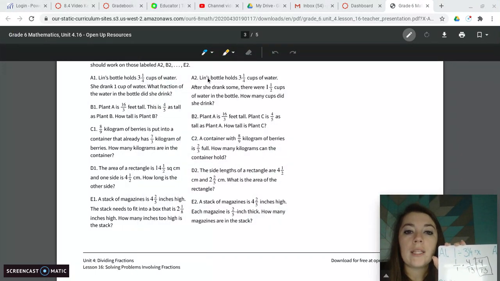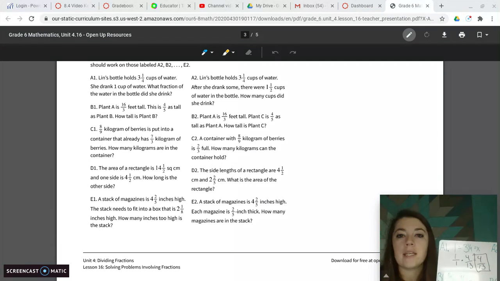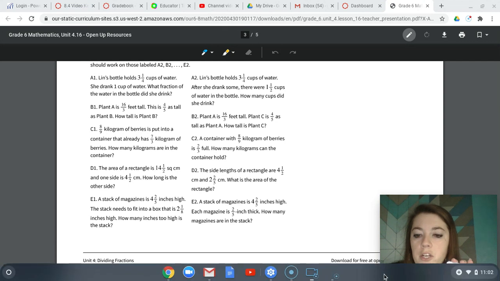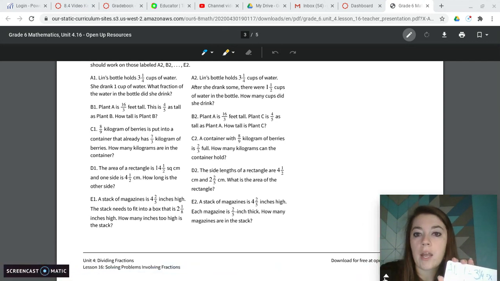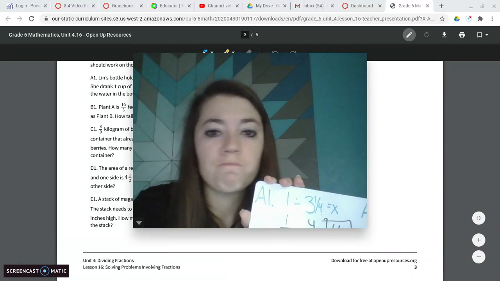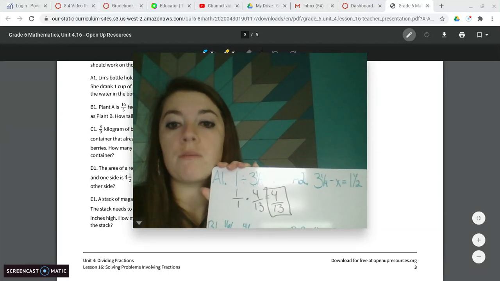Okay, A2. Lynn's bottle holds 3 1/4 cups of water. After she drank some, there was 1 1/2 cups of water in the bottle. How many cups did she drink? Now, in this problem, is this a multiplication or division equation? Are we multiplying or dividing to find our solution here? She had 3 1/4 cups of water, she drank some, and then there was 1 1/2 cups left. Are we going to use division to find out how many cups she drank? No, we're not. In this case, we're dealing with subtraction. So this is just a subtraction problem.